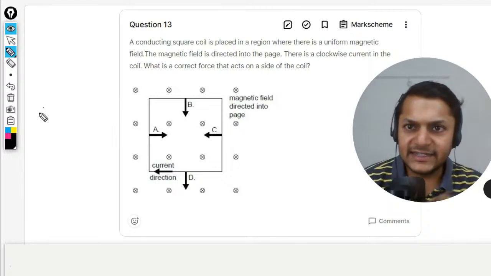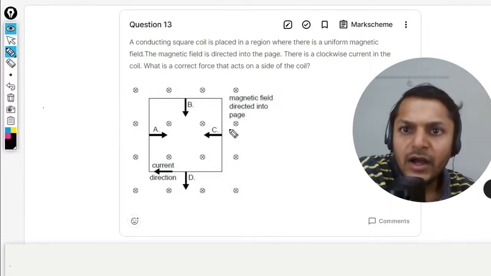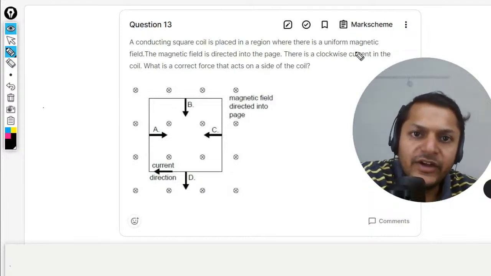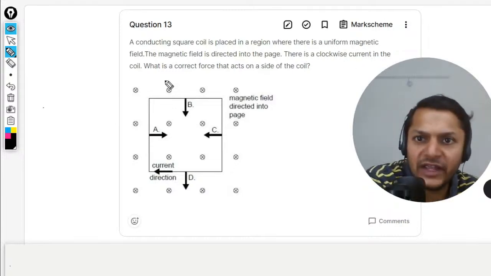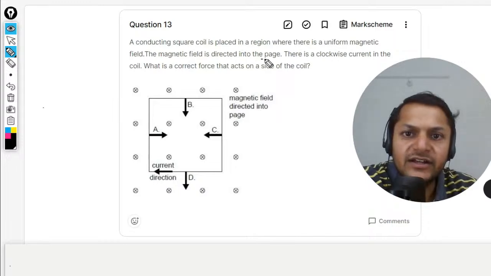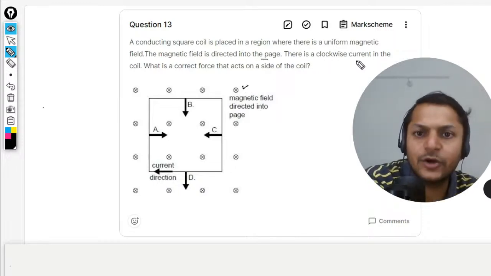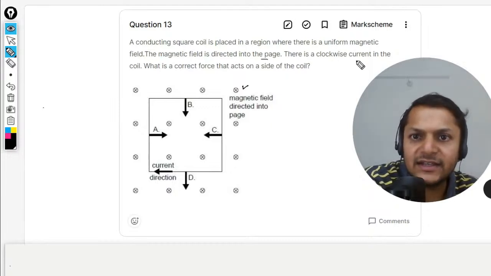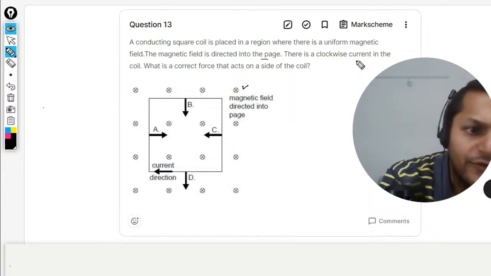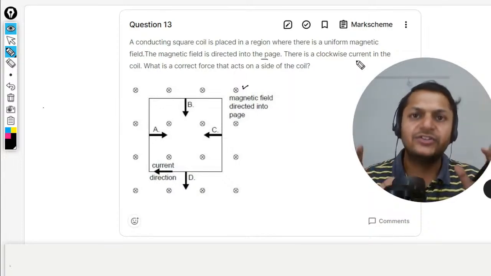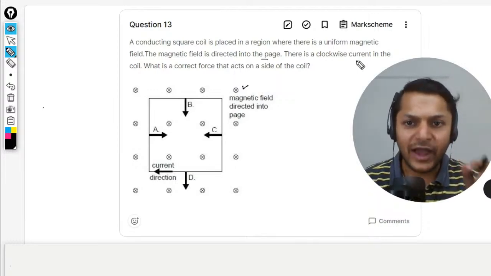Okay, dear students, let us see what is there in this question. A conducting square coil is placed in a region where there is a uniform magnetic field. The magnetic field is directed into the page. There is a clockwise current in the coil. What is a correct force that acts on a side of the coil? Okay, fine, no problem. So all of the options A, B, C, D, they are showing the direction of the force on that wire.